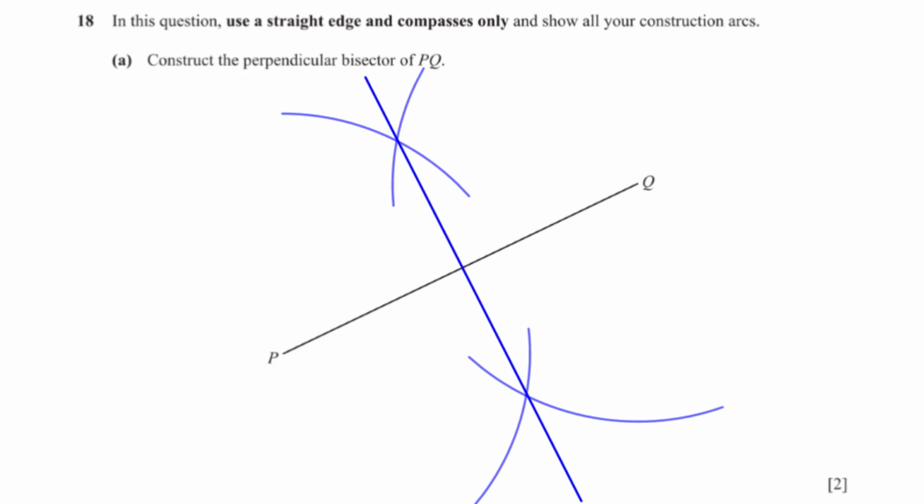In this question, use a straight edge and compasses only and show all your construction arcs. Construct the perpendicular bisector of PQ. With our pair of compasses, we stand at point P. Open the compass to a width that is more than half of PQ and inscribe a set of arcs above and below PQ. Using the same compass width, we stand at point Q and inscribe another set of arcs above and below PQ. When we are done, we use a ruler to draw a straight line passing through the intersection point of the arcs.